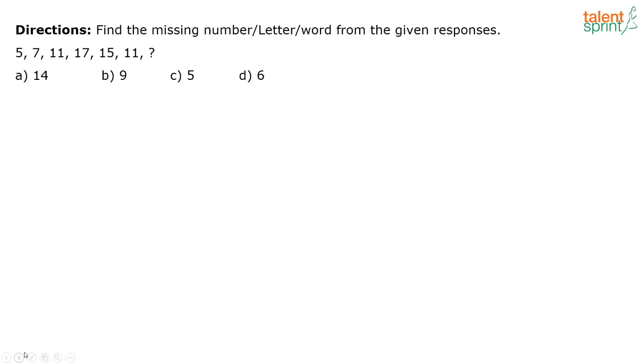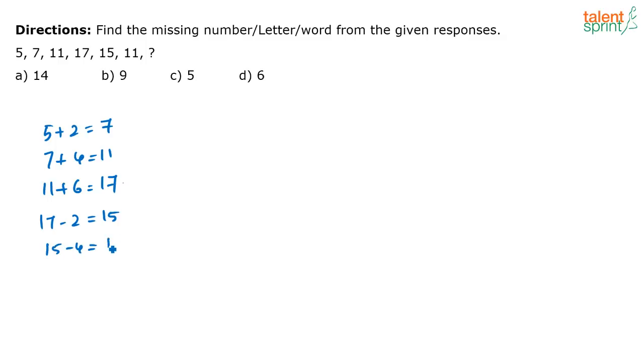Next. Now, for this one, the pattern that is being followed is this. See, 5 plus 2 is equal to 7. 7 plus 4 is equal to 11. 11 plus 6 is equal to 17. And then they are doing minus. 17 minus 2 is equal to 15. 15 minus 4 is equal to 11. So, what will be the next one? It should be 11 minus 6. See, plus 2, plus 4, plus 6, minus 2, minus 4, minus 6. So, 11 minus 6 is equal to 5. Correct answer for this is option C, 5.